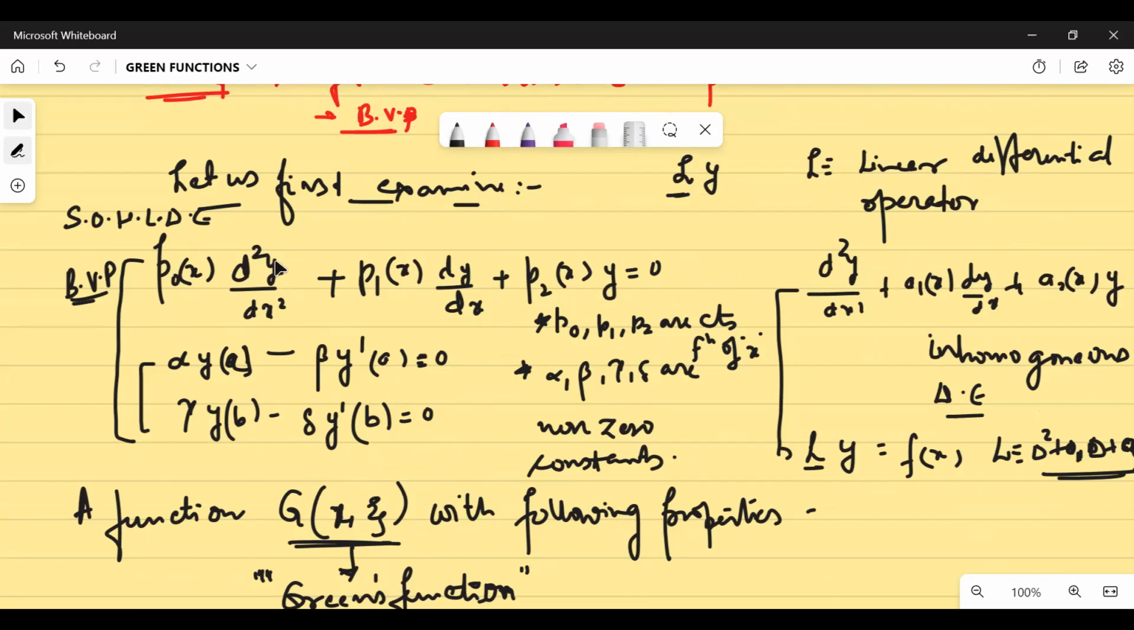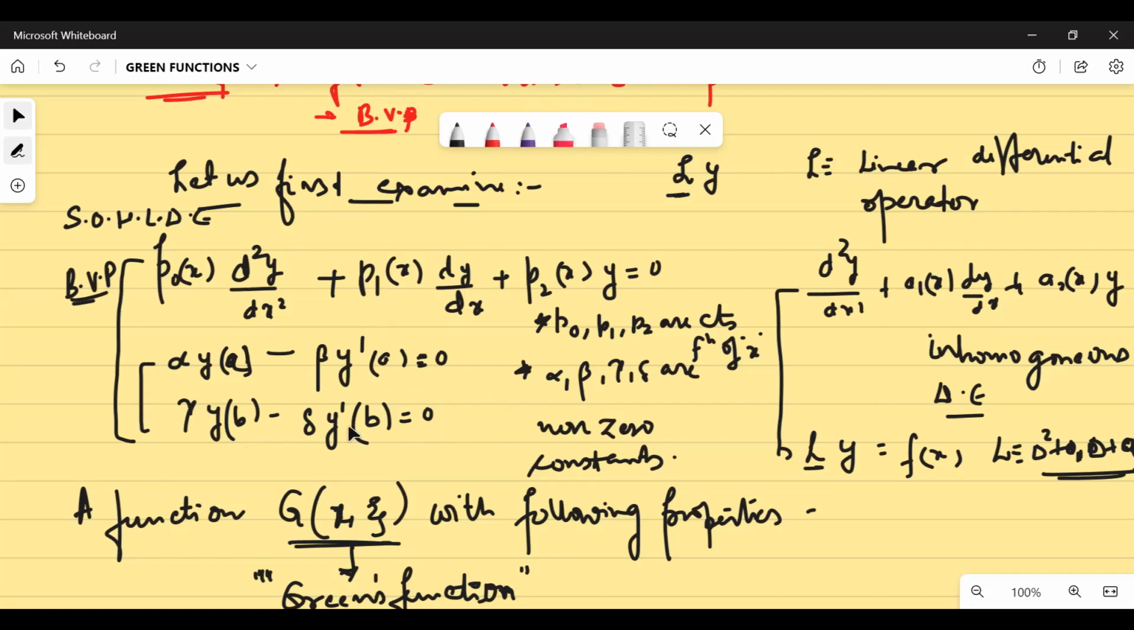So here we have this particular boundary value problem: P naught d2y upon dx2 plus P1 dy by dx plus P2 y equal to 0. This is a second order differential equation, and given conditions alpha y(a) minus beta y dash(a) equal to 0 and gamma y(b) minus delta y dash(b) equal to 0, these are the boundary conditions.